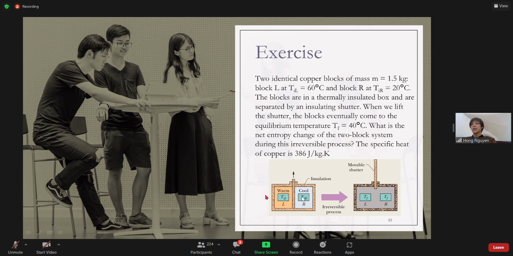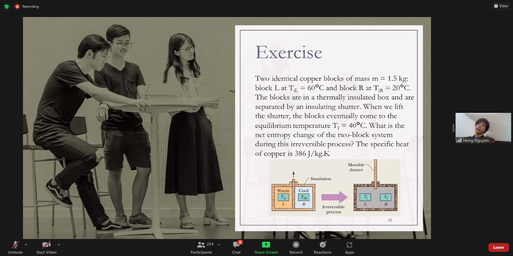At the beginning, there's an insulation wall that separates these two blocks. When we remove that wall, an irreversible process will take place.